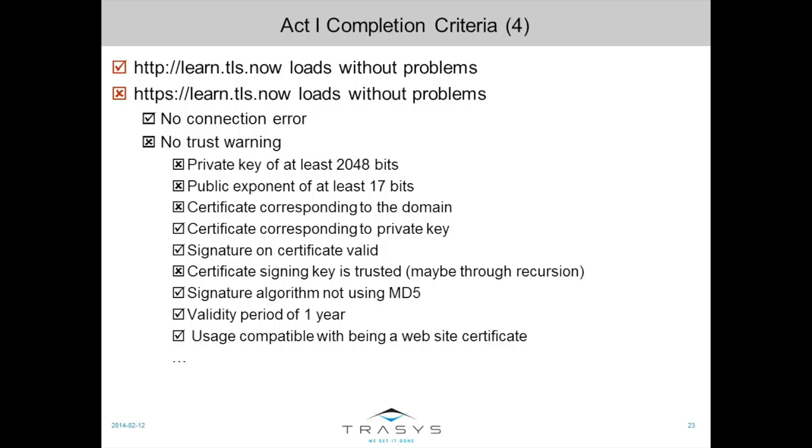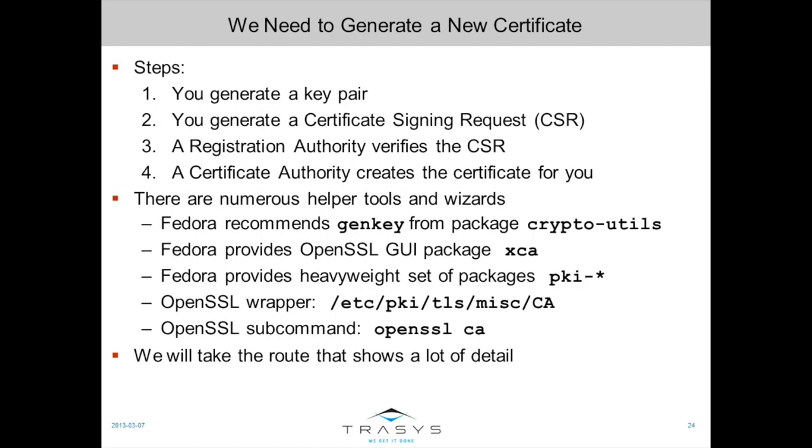So, with the default generated certificate, this is the set of things that will work and the set of things that will not work. By default, it's not at least 2048 bits. The public exponent is not at least 17 bits. There's going to be a mismatch because the default certificate will be created for localhost.localdomain, not learn.tls now. And what is also not going to work is that the certificate is not signed by anyone that the browser trusts. So let's solve these things a few at a time.